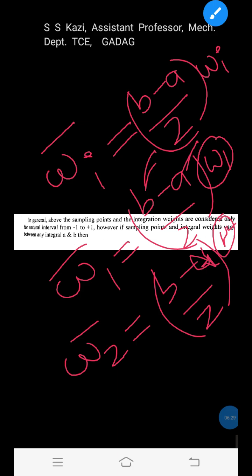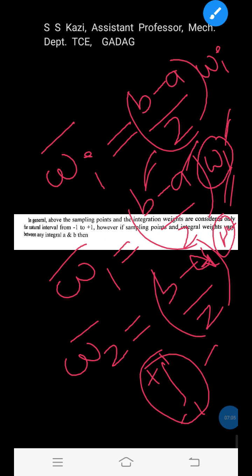Okay, sampling weights for the limits -1 to +1. W1, W2, W3 and so on, for the limits -1 to +1, we have already deduced the values in the previous video. For the 1 point method, W1 is equal to 2. For the 2 point method, W1 and W2 are equal to 1. For the 3 point method, W1 is 5 by 9, W3 is 5 by 9, W2 is 8 by 9. Like that, we have already calculated those.